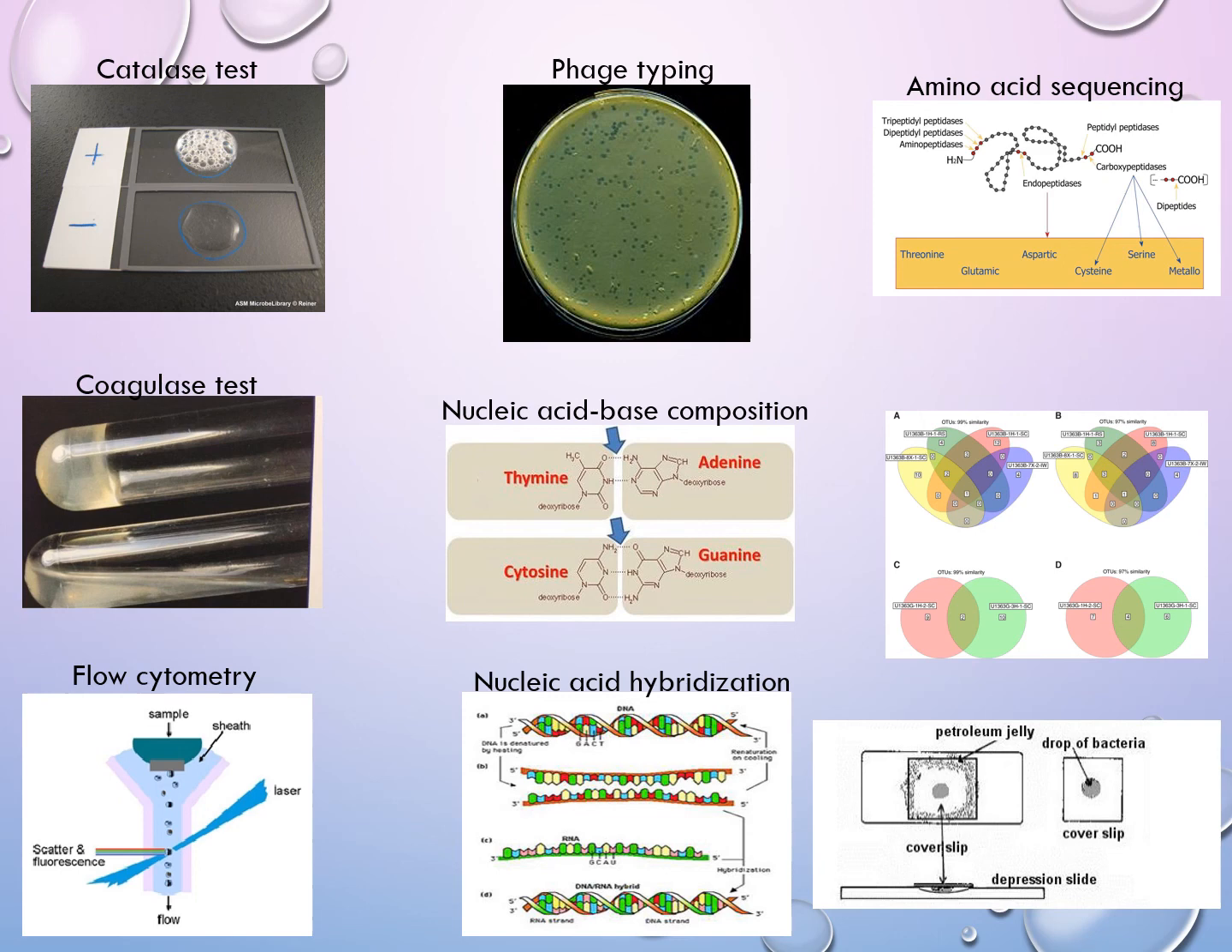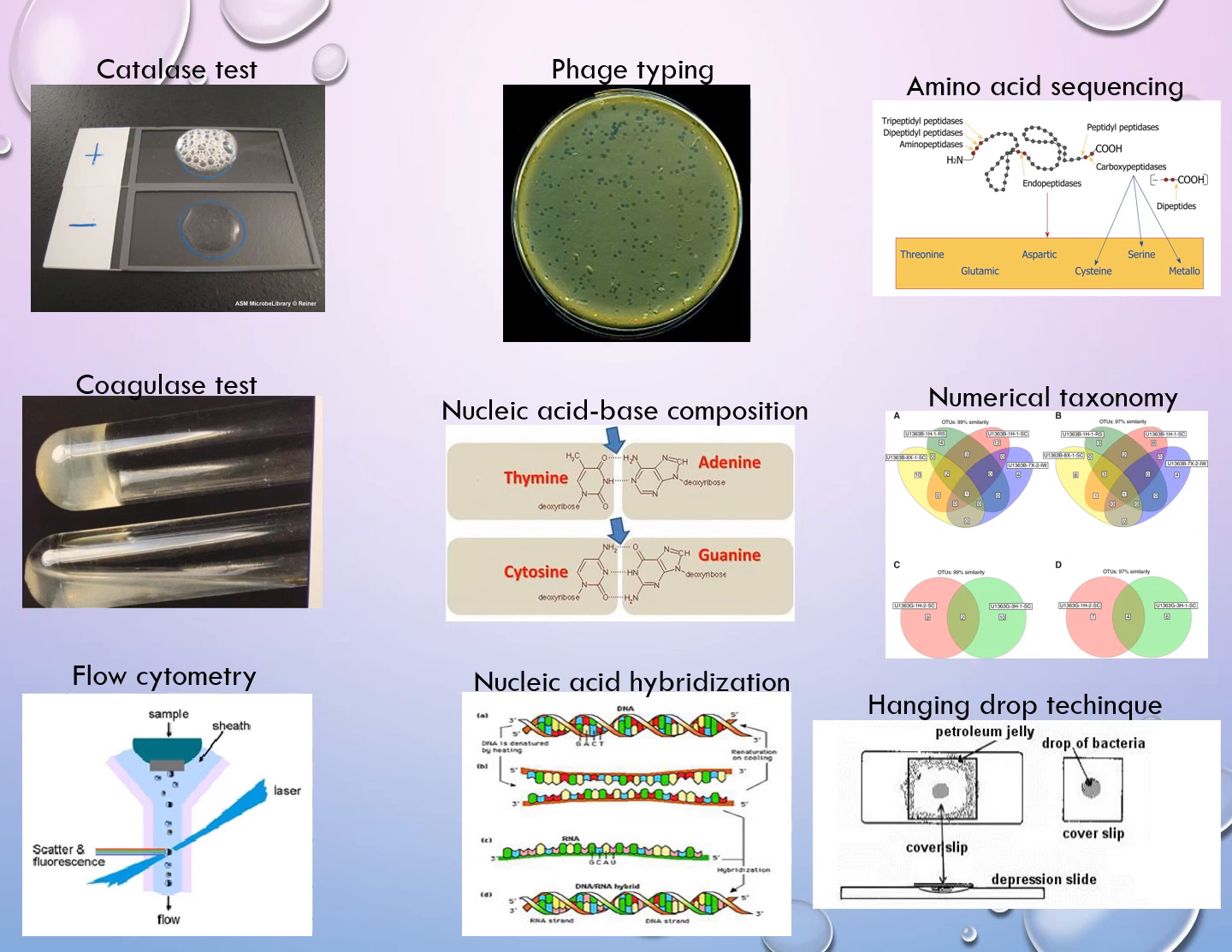Very center here, nucleic acid base composition. Again, we're looking at G's and C's, and we're going to see what the percentage is in one organism versus another. And if there's less than 10% of a difference, that's going to give us a good idea that those two organisms are very closely related, if not the same. Bottom right, we have the hanging drop technique. You can see this slide has the little indent. We put the goods in there, and then we can look at its motility underneath the microscope.